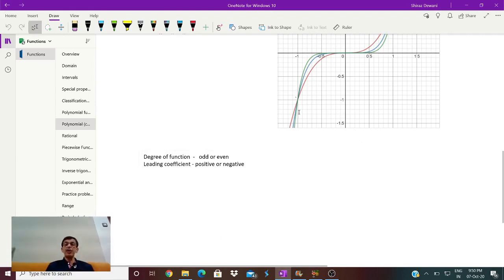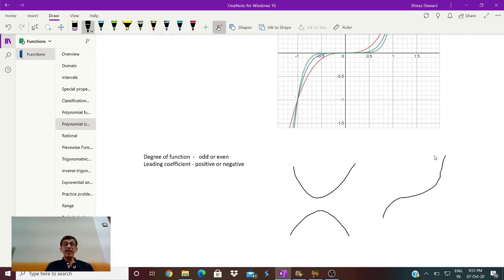If the leading coefficient is positive, it will draw the graph this way for an even function, and if the leading coefficient is negative, it will be this way for an even function. For an odd function, if the leading coefficient is positive, it will go this way. If the leading coefficient is negative, it will go this way for the odd function.